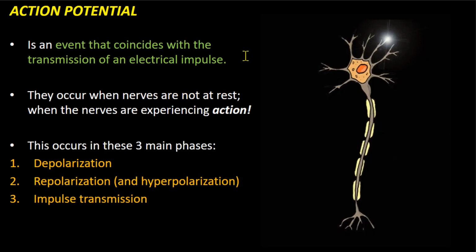So what is an action potential? An action potential is an event that coincides with the transmission of an electrical impulse. They occur when nerves are not at rest, basically when the nerves are experiencing action. An action potential occurs in 3 main phases: depolarization, repolarization and hyperpolarization, and impulse transmission.